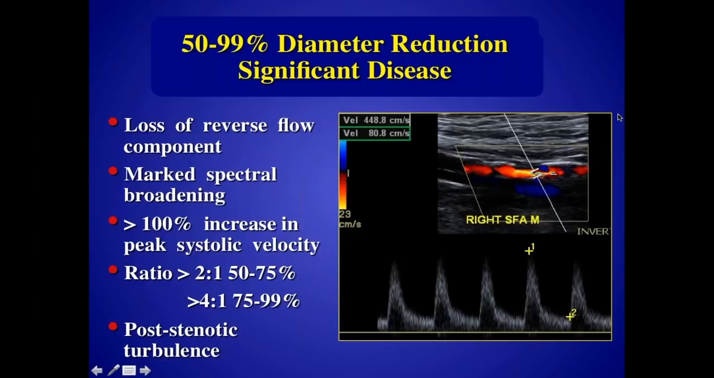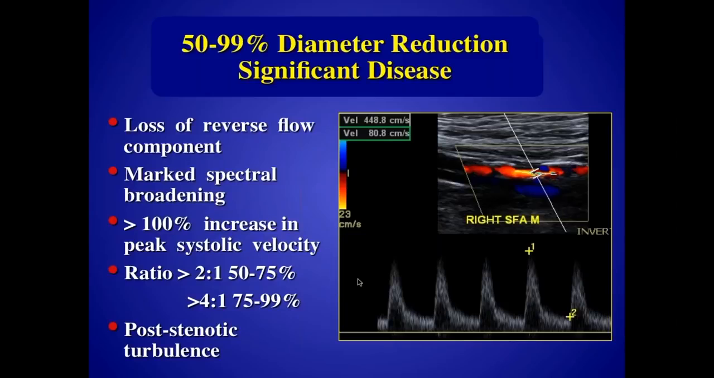There's flow only in one direction. And for that reason, some of us call that monophasic. There's flow only in one direction through the stenosis. Because there's a pressure drop distal to the stenosis, the red blood cells are basically sucked through the lesion, so there's no reversal. There's going to be spectral broadening or filling in of that waveform, at least a doubling of the peak systolic velocity. If the ratio is 2 to 1, we say it's a 50 to 75% stenosis. If the ratio is greater than 4 to 1, then we say it's a 75 to 99% stenosis. And that's how we classify the degrees of severity.